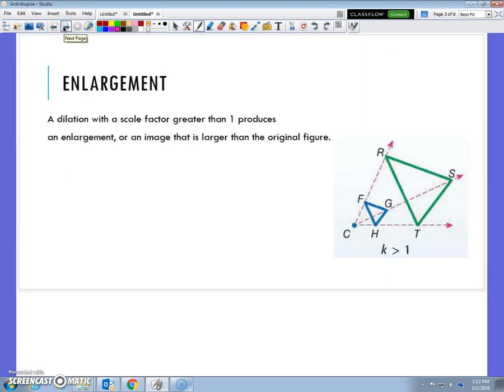For enlargement, a dilation with a scale factor greater than 1 produces an enlargement, which just means the image is bigger than the original. Always compare the image over the pre-image, because if you do it the other way around, you're going to get mixed up on enlargement compared to reduction. This must have been the pre-image, and this is the image right here. As you can see, it got bigger, so we call it enlargement. It's pretty straightforward.